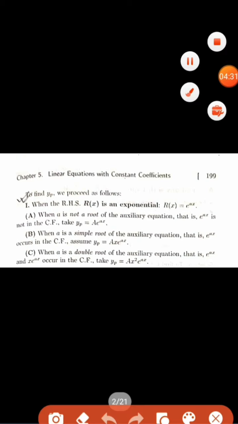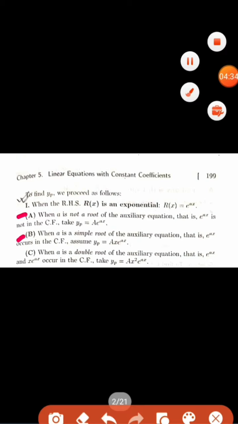Here R(x) is e to the power ax. Let us take an example. If R(x) is e to the power 2x, and if you see that 2 is not a root of the auxiliary equation, then you can write YP equals capital A e to the power 2x. Now by given conditions you have to find out the value of capital A. Now that is for case a.